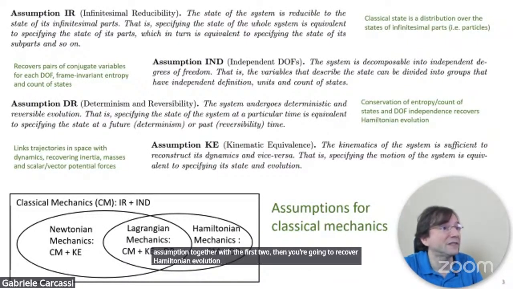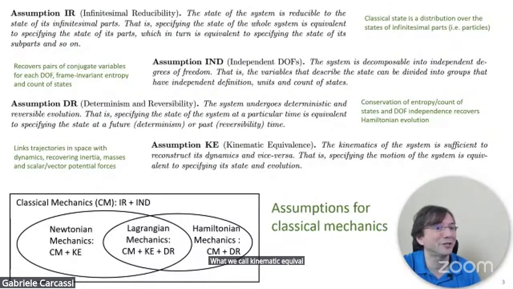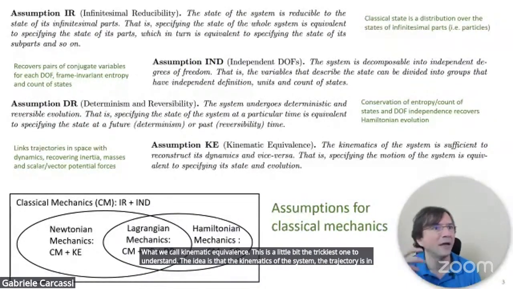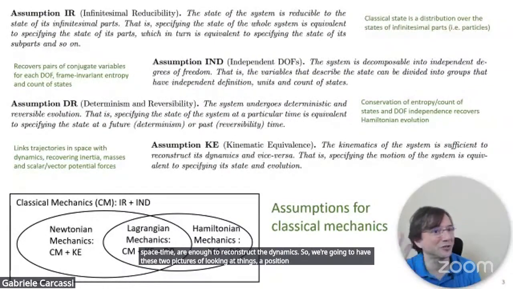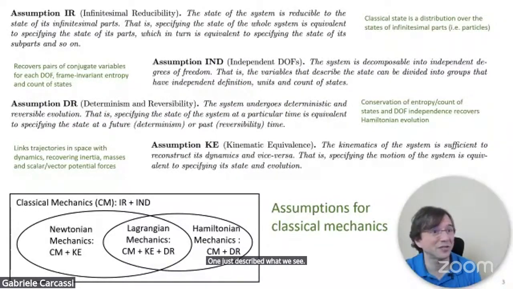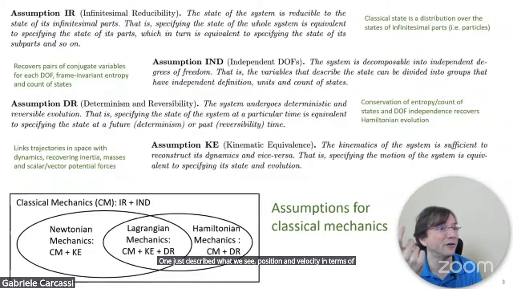And then we also have this assumption of what we call kinematic equivalence. This is a little bit the trickiest one to understand. The idea is that the kinematics of the system, the trajectories in space-time, are enough to reconstruct the dynamics. So we're going to have these two pictures of looking at things, position and velocity and position and momentum. One just describes what we see, position and velocity in terms of some coordinates and how they evolve in time.